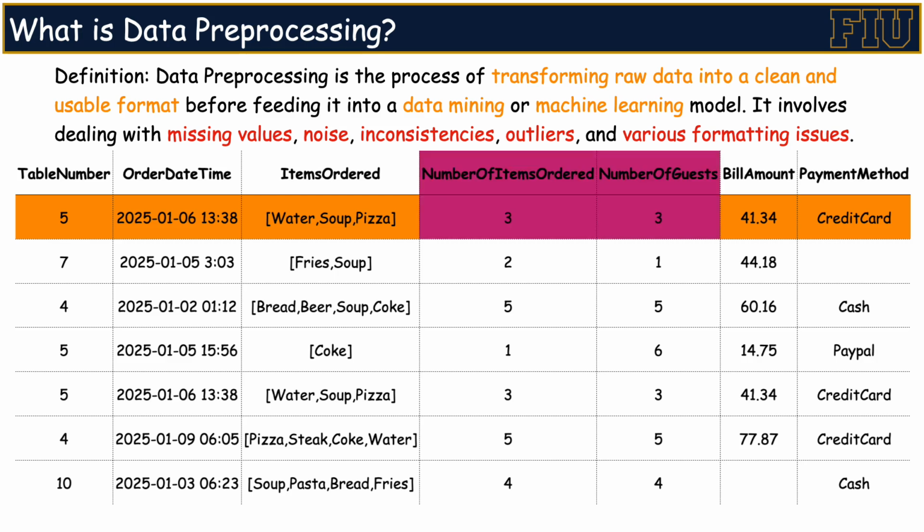For example, the first row represents the first data sample. The first column shows the table number, followed by the order time, the items ordered, the quantity, the number of guests, the total bill amount, and the payment method. In this dataset, 2 features have a direct relationship: the items ordered and the quantity. Their values should be consistent. For instance, if a customer orders only 1 Coke, but the quantity is recorded as 3, it's clear that one of these entries is incorrect.